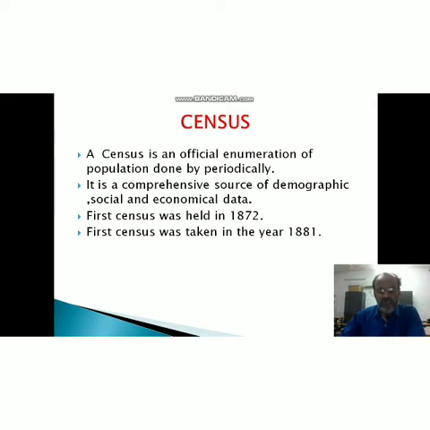And there is one topic, census. What is census? Census is an official enumeration of population done periodically. Every 10 years, the government decides to take the census of the country, and it is the comprehensive source of demographic data: the total population, and the cultural, social and economic background of the people. They know all these things by the census. And we know that the first census was held in 1872. First census was taken in the year 1881.